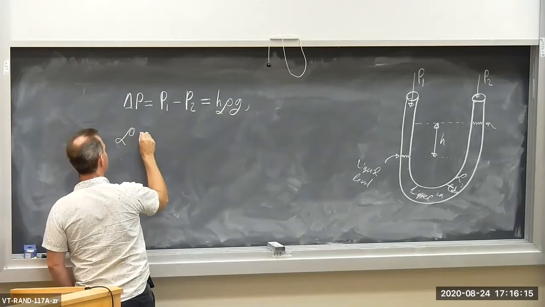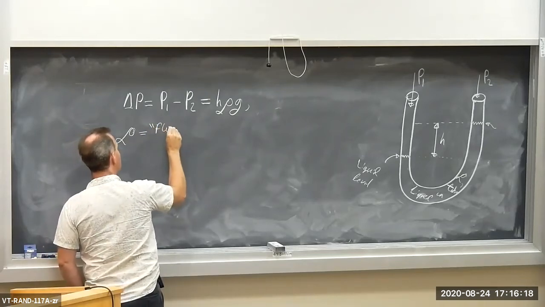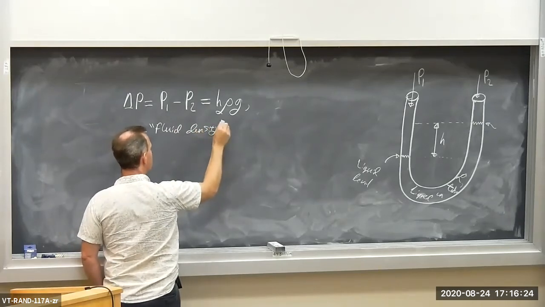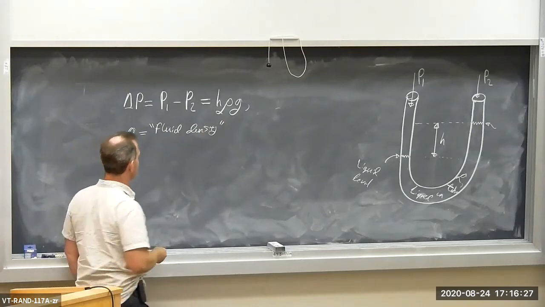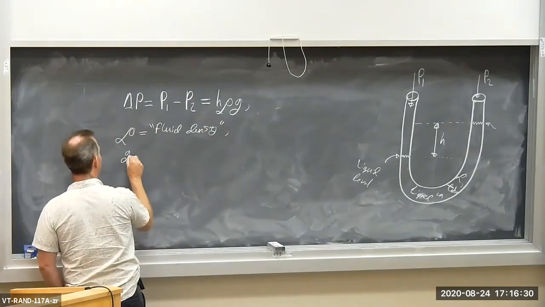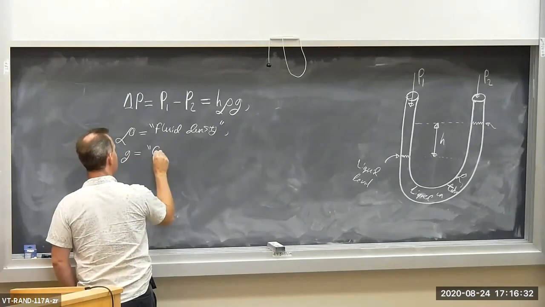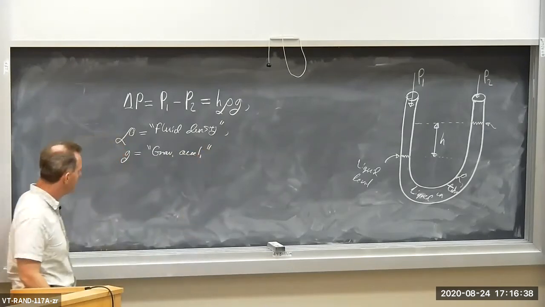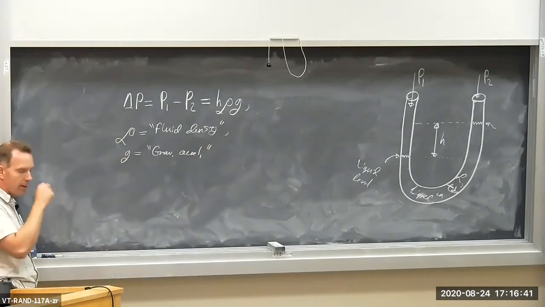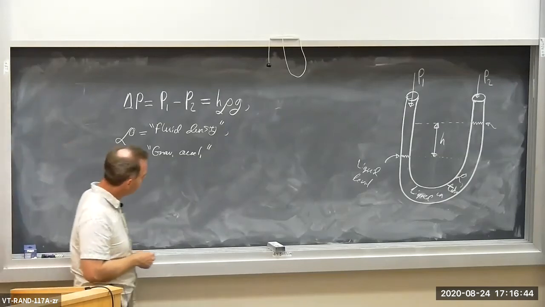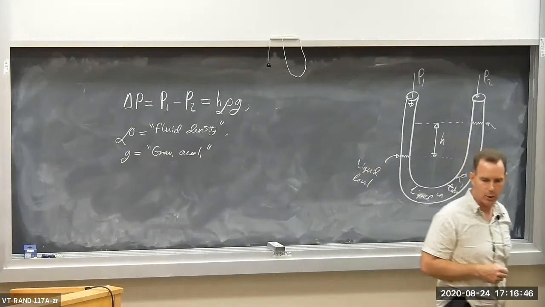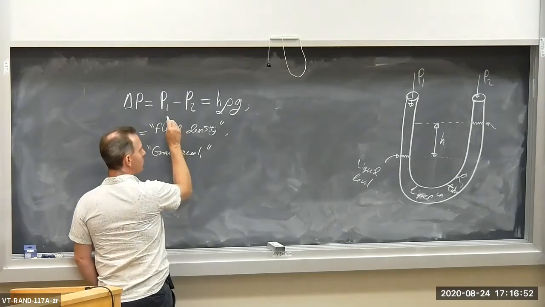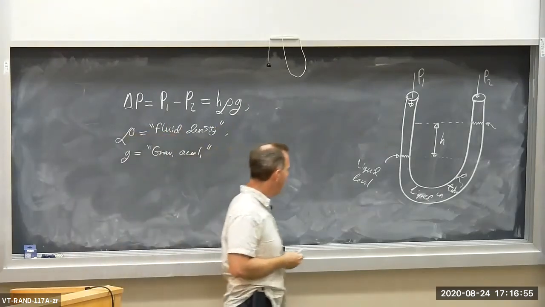So rho is the fluid density, and g is the gravitational constant or gravitational acceleration, in meters per second squared in metric. Let's check the units on this equation. Let's check the dimensions and the units. If this equation is right, then the units on the left, which is pressure, should be equal to the units on the right.